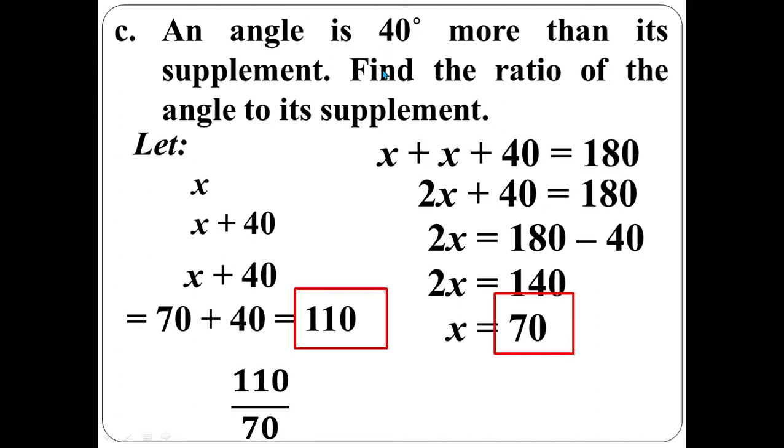So, dito kanina, find the ratio of the angle to its supplement. And to get the lowest term, pwede natin siya i-divide sa 10. So, 110 divided by 10 is 11, and 70 divided by 10 is 7. So, 11 over 7 is the ratio of the angle to its supplement. O di kaya, 11 is to 7.